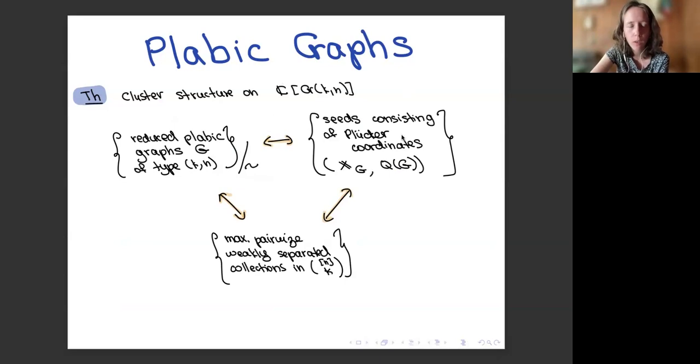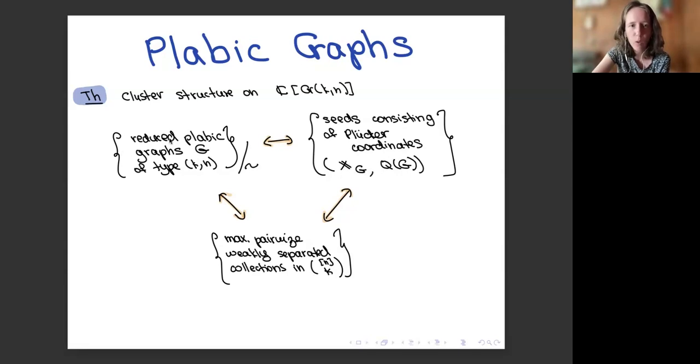Then this gives me a seed, a particular seed in the cluster algebra. What is the seed? The quiver of the seed is exactly the quiver of the plabic graph that we saw, where the faces of the graph correspond to the vertices. And this is the cluster. These are the cluster variables. Well, what are the cluster variables?